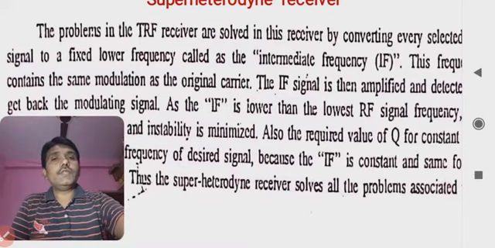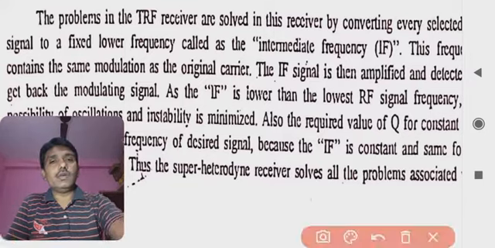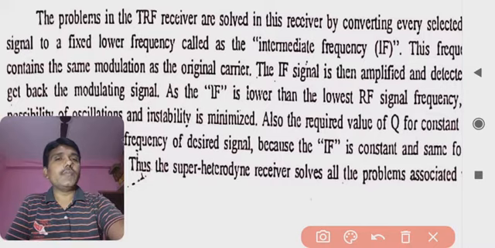Now this frequency contains the same modulation as the original carrier, and this is going to be maintained with the oscillator. The IF signal is then amplified and detected and we get back the modulating signal, and then afterwards we get our original modulated signal, and according to that it is forwarded to the power amplifier and then to the loudspeaker.